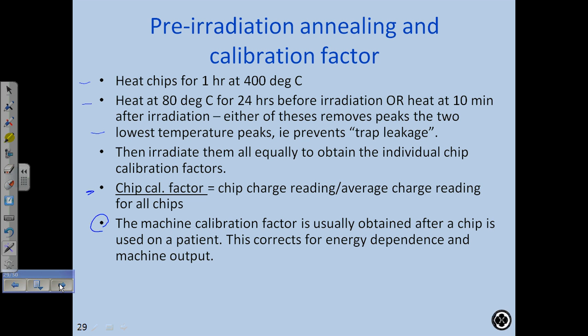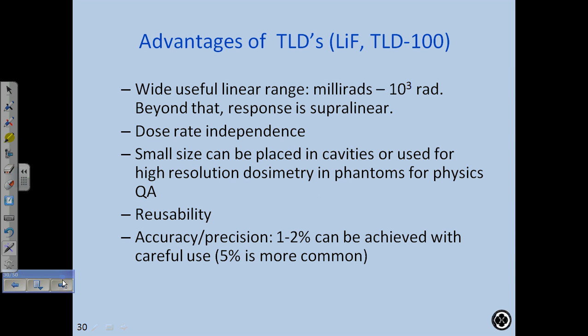Okay, advantages of TLDs. The ones that most people use are called TLD100. That's just the name they are. They're a particular kind of lithium fluoride. It has a very, very wide useful range. You can measure from millirads to 1,000 rads, and then it's supralinear after that. It's not dependent on dose rate.